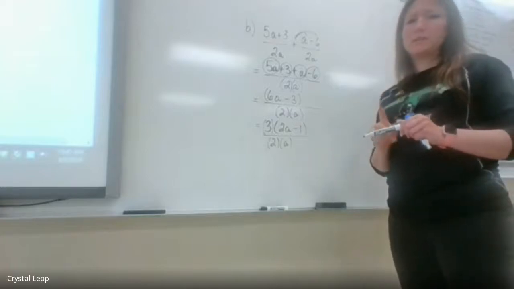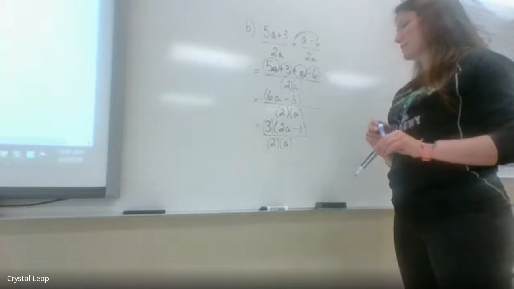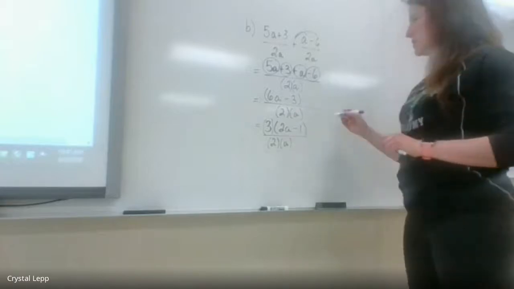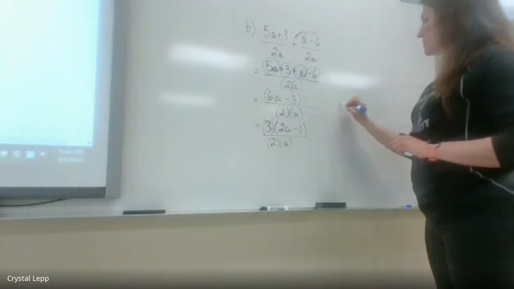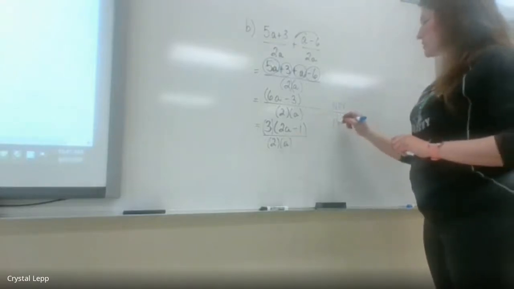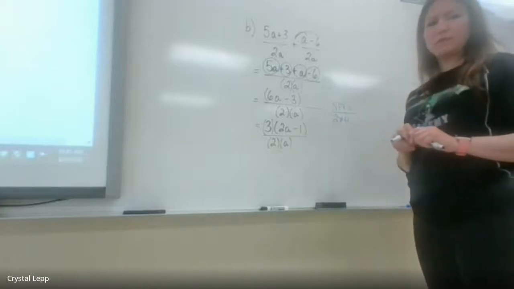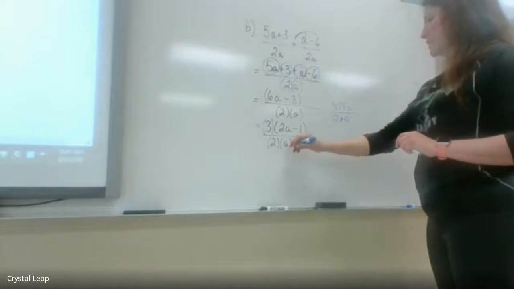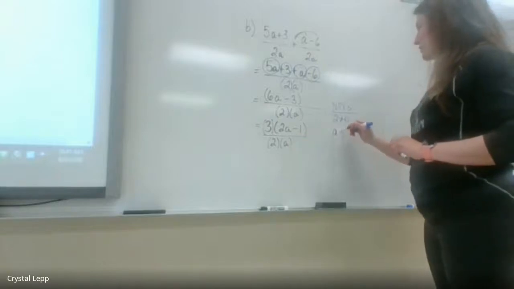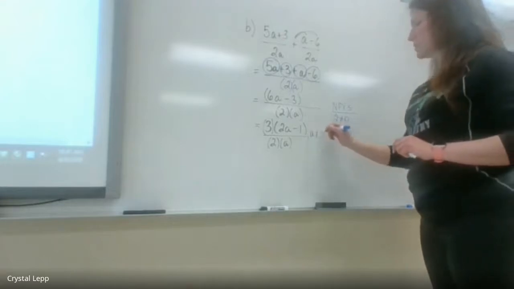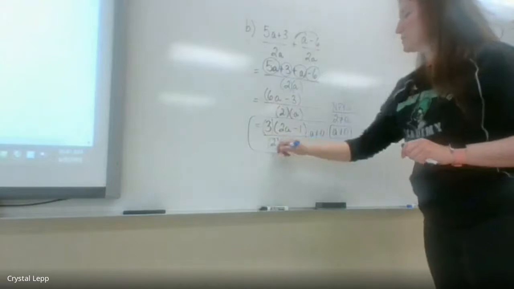Now, the key thing to this as well is that even if you could cancel something off, you have to state non-permissible values first. So our NPVs are going to be 2 can't equal 0, which is true, but not an NPV. And then we'd have a can't equal 0, which is true, and we're done. We're going to follow behind with semicolon, a cannot equal 0, and then box it.